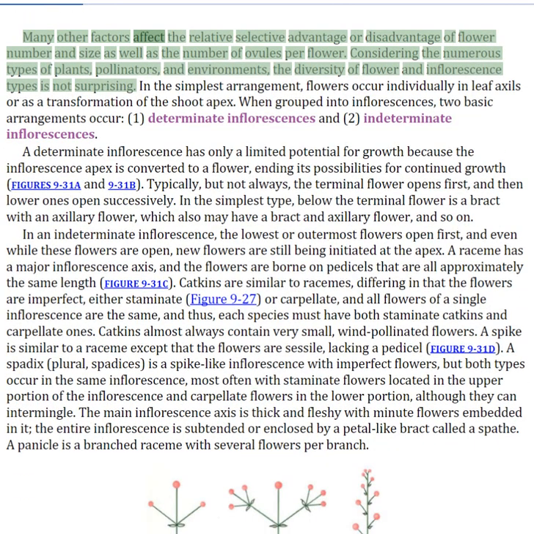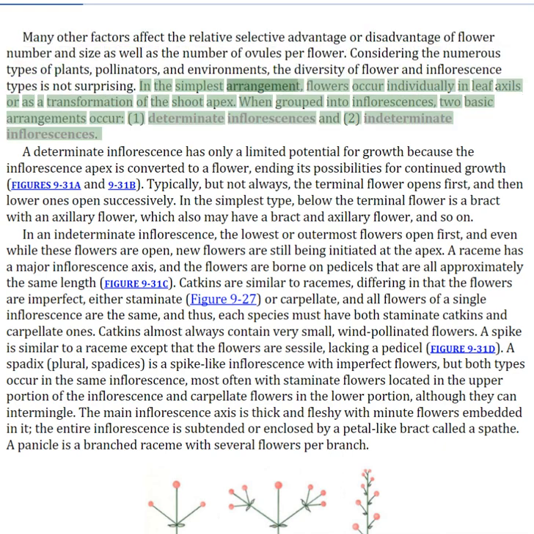Many other factors affect the relative selective advantage or disadvantage of flower number and size, as well as the number of ovules per flower. Considering the numerous types of plants, pollinators, and environments, the diversity of flower and inflorescence types is not surprising. In the simplest arrangement, flowers occur individually in leaf axils or as a transformation of the shoot apex. When grouped into inflorescences, two basic arrangements occur: determinate inflorescences and indeterminate inflorescences.